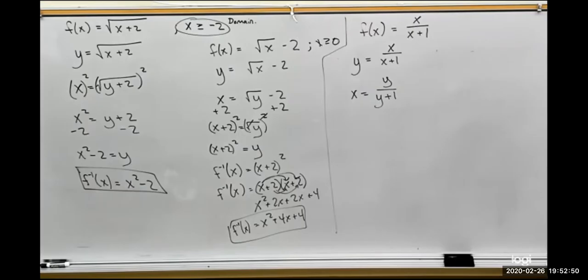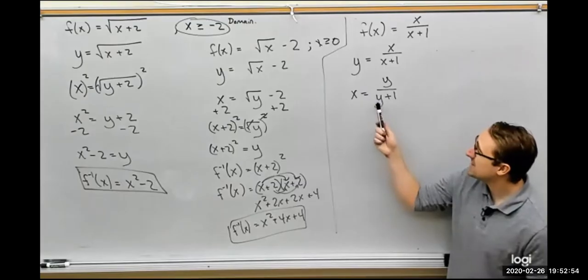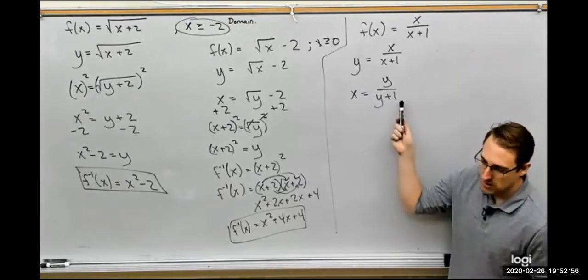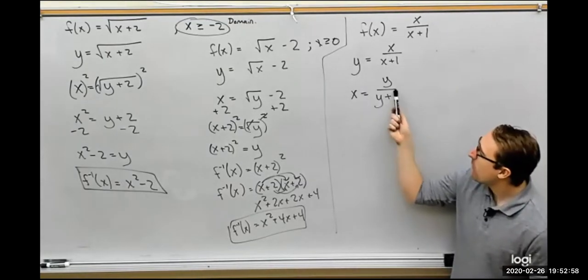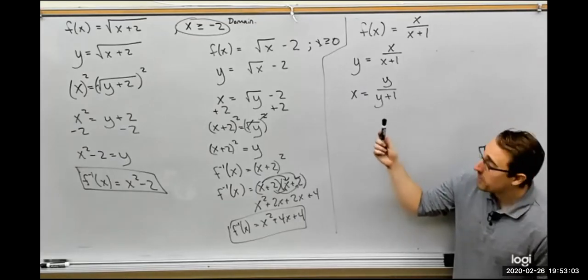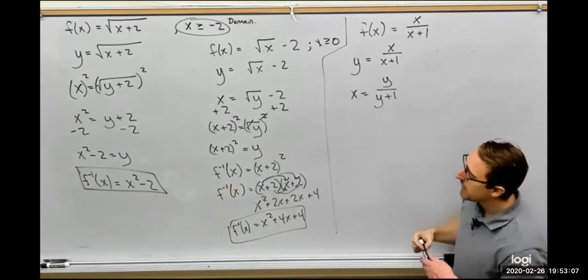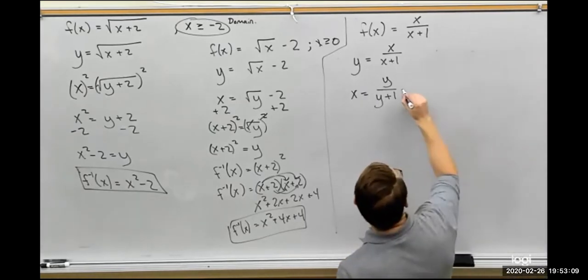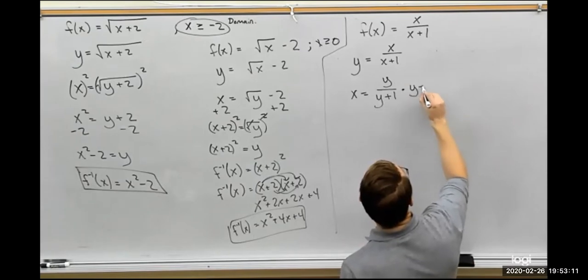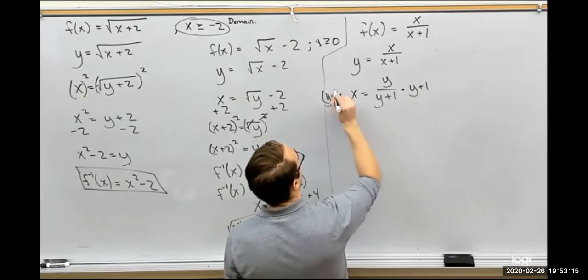All right, so now we haven't seen a problem like this before. We have this division by y plus 1. How do we get rid of division? We multiply. So let's get rid of the division by y plus 1 by multiplying both sides by y plus 1.